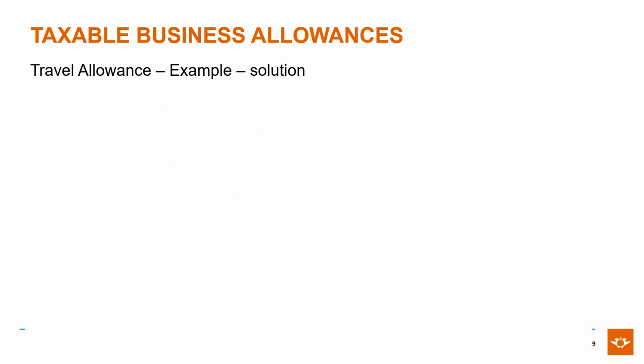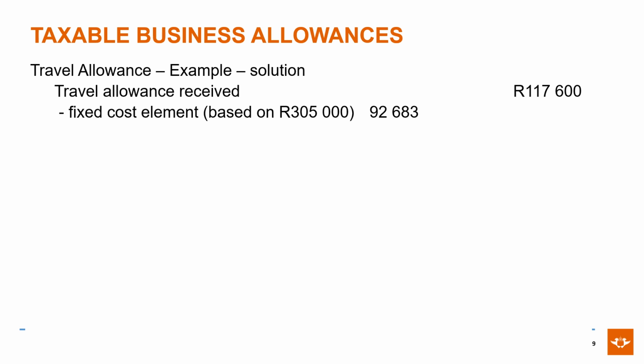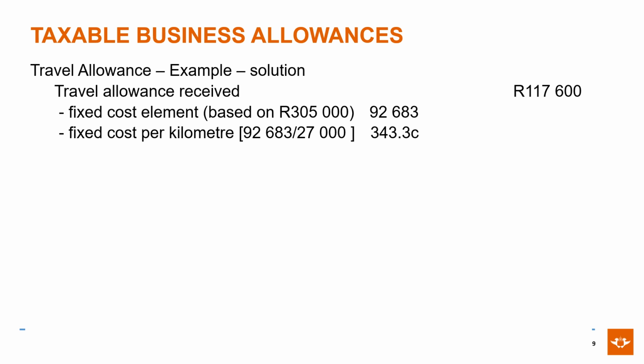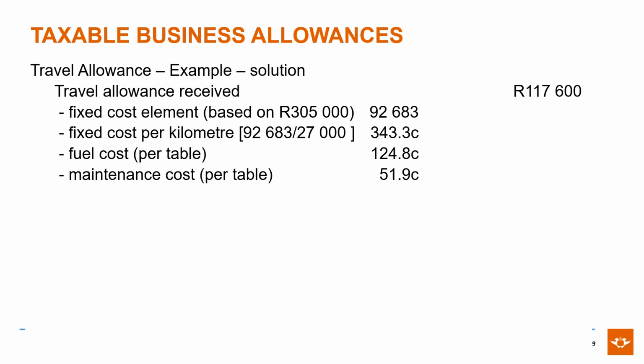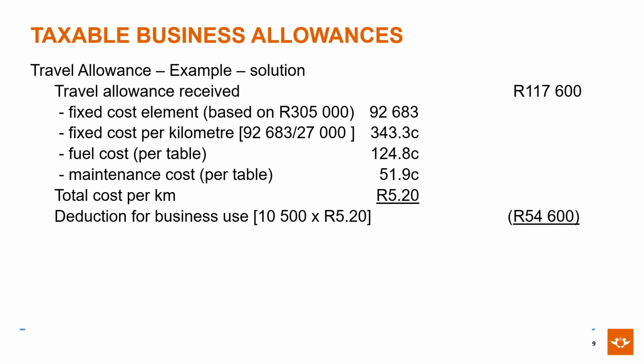Her total travel allowance received is R170,600, which is your monthly allowance of R9,800 multiplied by 12. The cost element is determined by using the value of the car and referring to the travel allowance tax tables. This will give you a total cost per kilometer of R5.20, and this figure will also be used to calculate the deductible business portion. The taxable amount is therefore R63,000.